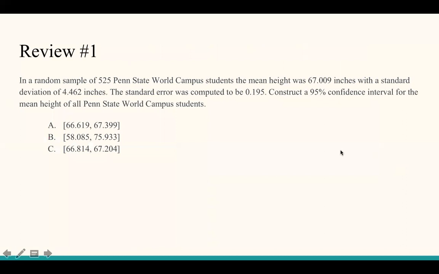All right, so we're going into our first review actually. The first one is constructing a 95% confidence interval. In a random sample of 525 Penn State World Campus students, the mean height was 67.009 inches with a standard deviation of 4.42 inches. The standard error was computed to be 0.195. Construct a 95% confidence interval for the mean height of all Penn State World Campus students. Take a few minutes, think that through, use the formula that I had a few slides before, and type your answer in the chat box when you're done.